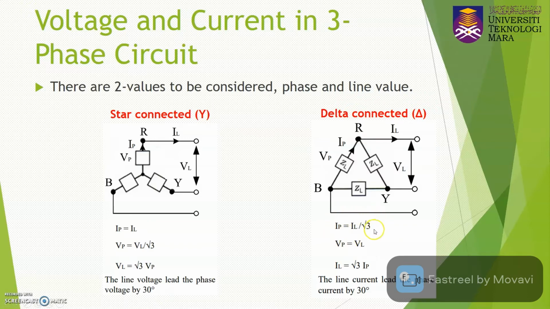Or you can also rearrange this equation to have I line equal to square root 3 multiplied with I phase. For a case of delta connected, the line current leads the phase current by 30 degrees. So in this case, the line current leads the phase current by 30 degrees.